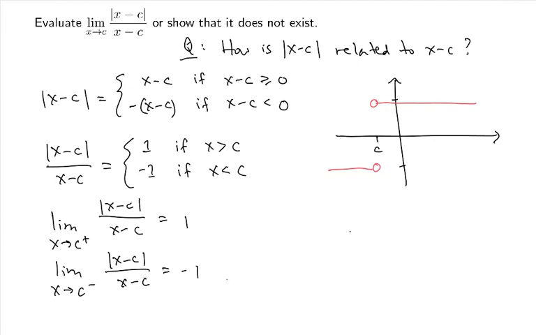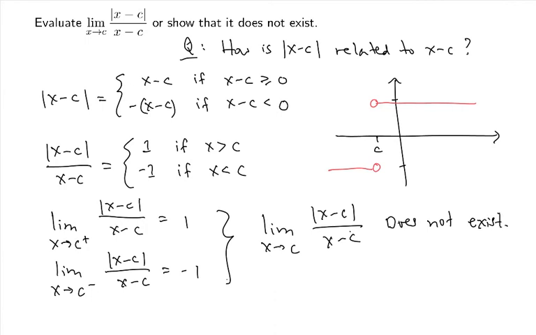Now notice that our right-handed limit is different than our left-handed limit. What does that say about the overall limit we were asked to compute? This limit is only defined if the right and left-handed limits are the same. So we can say with all certainty that the limit as x approaches c of the absolute value of x minus c divided by x minus c does not exist. So we haven't found the limit, but we have shown that it does not exist.